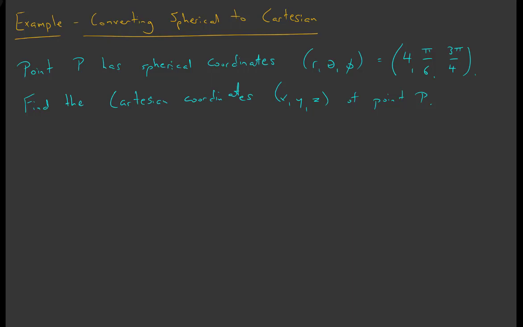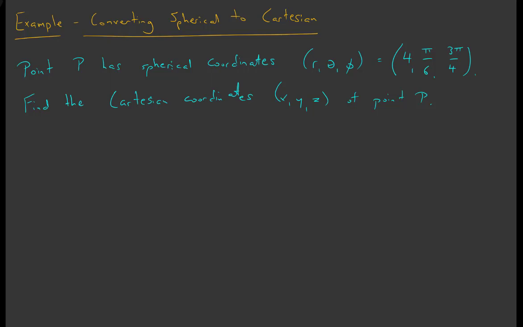We'll be using spherical coordinates a lot in this course. So in this example, we're going to do a bit of practice converting between spherical coordinates and Cartesian coordinates. So consider the point P with spherical coordinates r, theta, phi equal to 4, pi over 6, and 3 pi over 4. Let's find the Cartesian coordinates of this point.